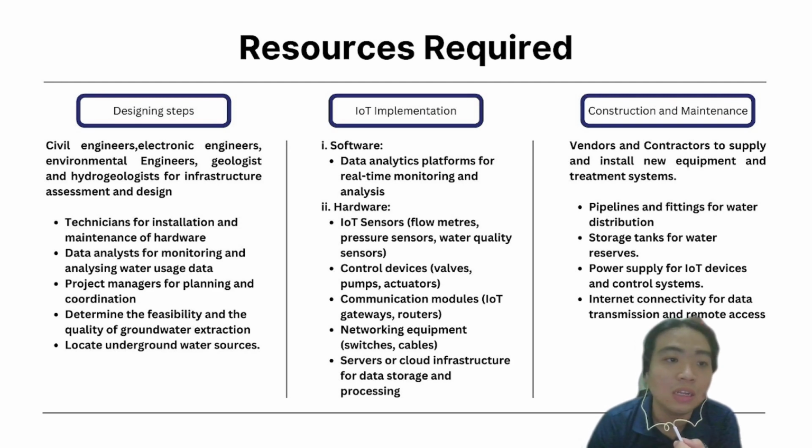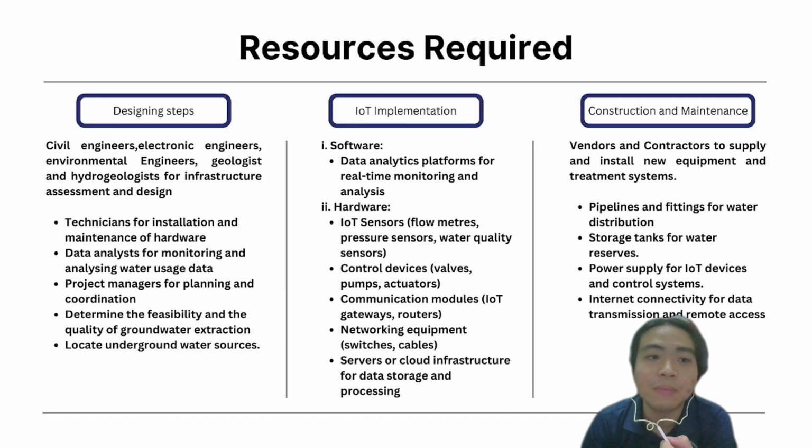So in designing steps, the resources required mainly align to professional human resources, for example, civil engineers, electronics engineers, environmental engineers, geologists, and hydrogeologists for our infrastructure assessment and design. And we also need technicians for installation and maintenance of the hardware, and data analysts for monitoring and analyzing the water usage data. And of course, we need a project manager in these steps for planning and coordination, and to determine the feasibility and the quality of groundwater extraction. So we will need to locate the place in the campus for underground water resources also.